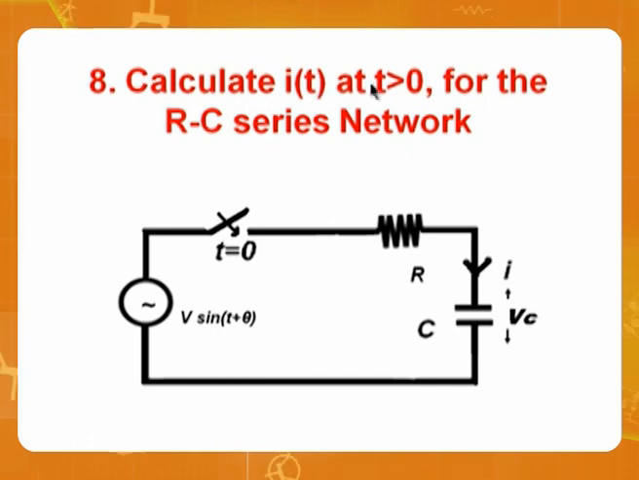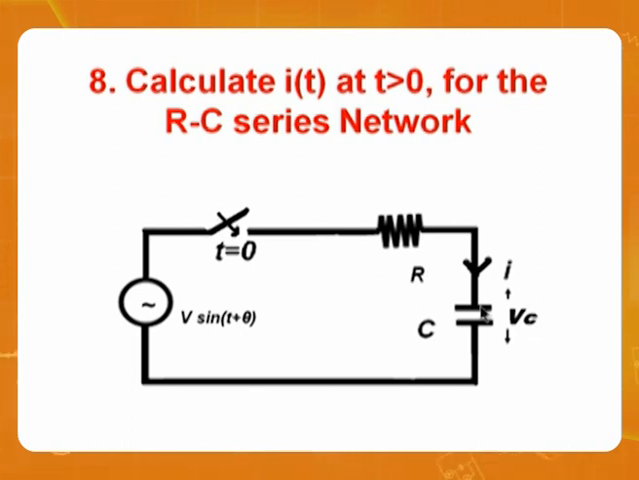Please observe my style. I have brought this circuit analysis, particularly transient, into 3 styles. First I took DC input, then I brought the t variable, and lastly I am bringing the theta variable. So remember how I am bringing this theta variable into the picture. Eighth problem. Calculate i(t) for t greater than 0 for the RC circuit given here. V sin(t + theta). Okay.